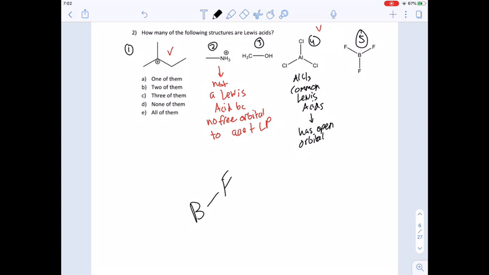Okay, looking at number 5, BF3. This is another really common Lewis acid, because same situation: you have the open orbital here and it likes to accept electrons. So yeah, a lot of this was just Gen Chem knowledge, but I think the NH3+ is what might throw some people off. BF3, common Lewis acid. So out of these answer choices, 3 of them are Lewis acids, so that means the answer to number 2 is going to be C.